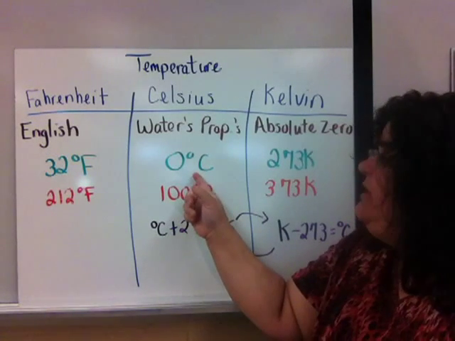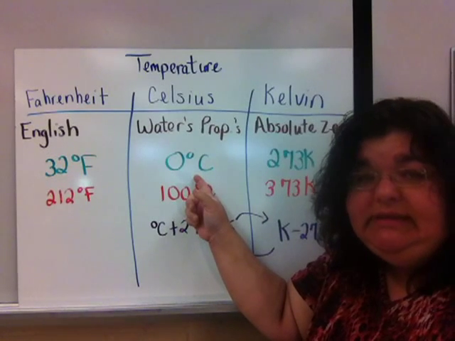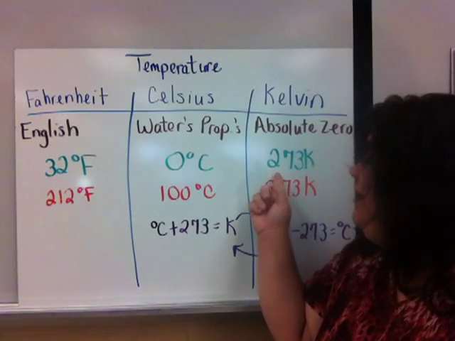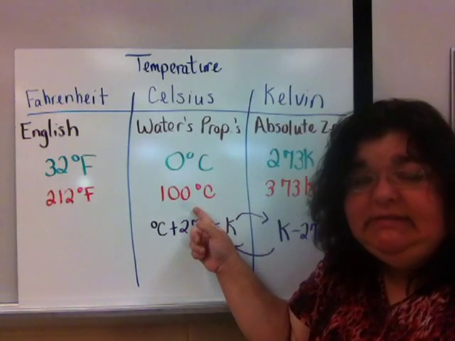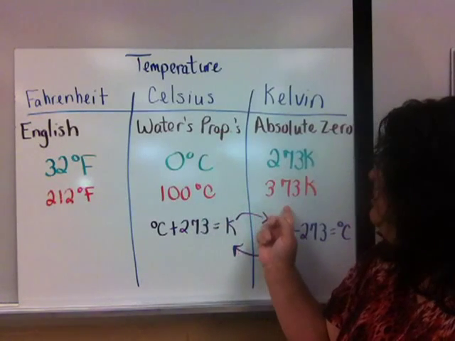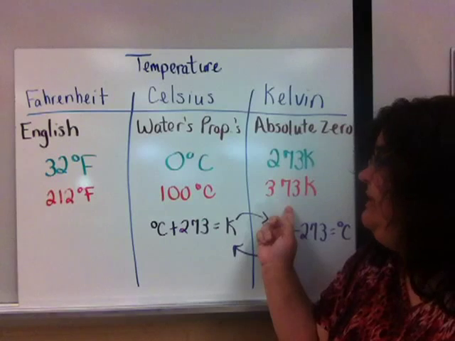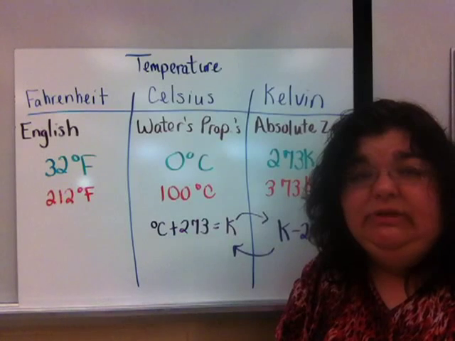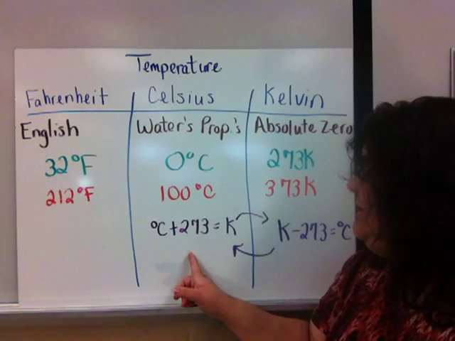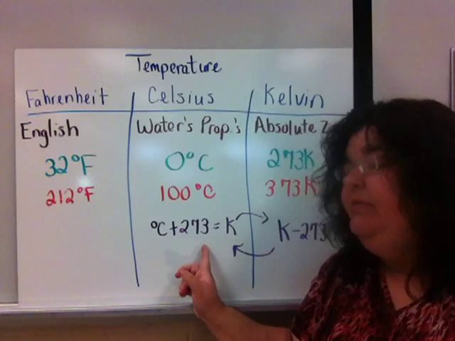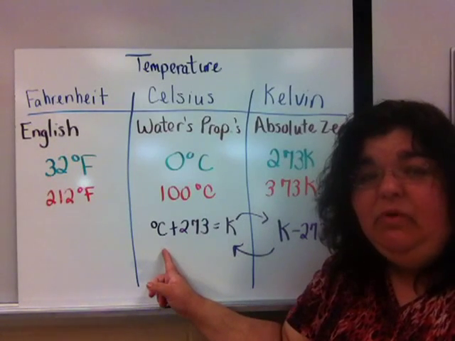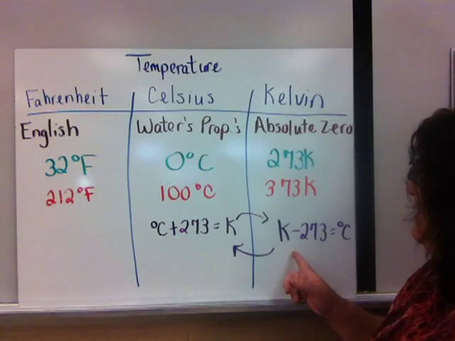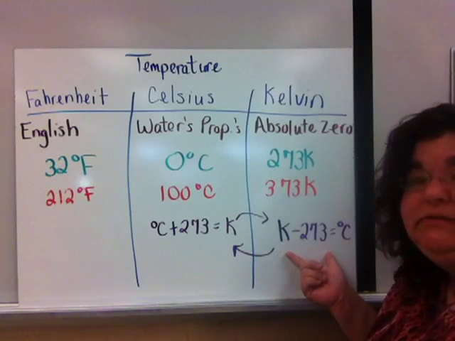And if you notice, freezing in Celsius was 0 degrees Celsius. Well, freezing in Kelvin is 273 Kelvin. Boiling in Celsius is 100 degrees Celsius. Well, boiling in Kelvin is 373. If you notice, the difference between these two is an even 273 degrees. So we have a formula that we can use to go from Celsius to Kelvin. If I have Celsius and I want Kelvin, I'm going to add 273. If I have Kelvin and I want Celsius, I will subtract 273.